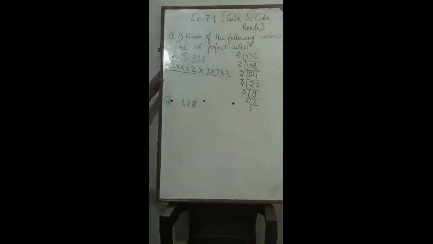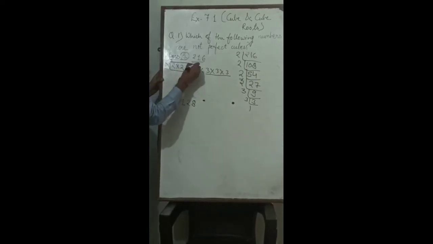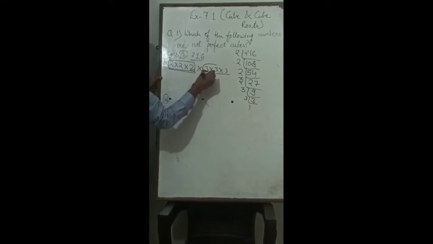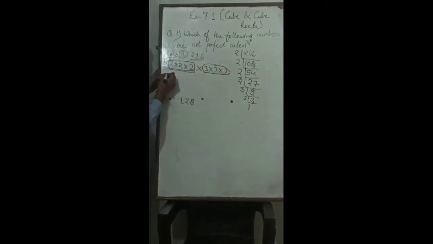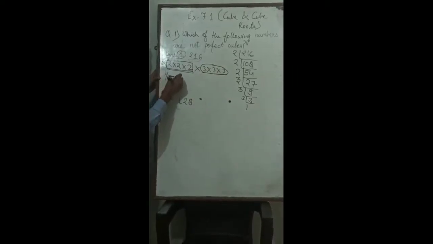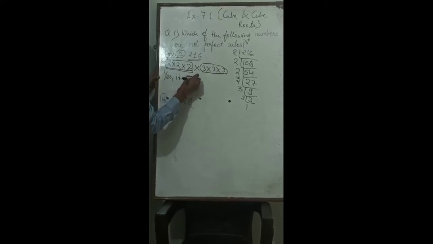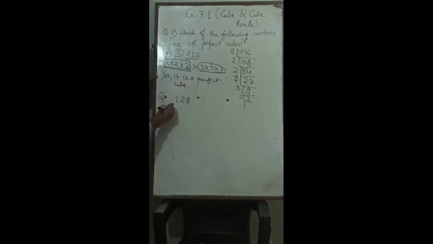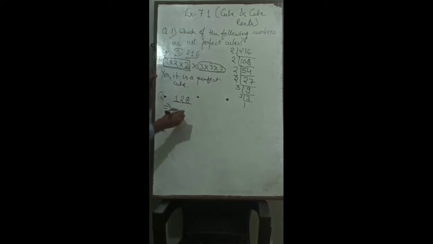Students, for a perfect cube, you have to look for groups of 3. You can see here is a group of 3 and also here is a group of 3. So its answer will be yes, it is a perfect cube.